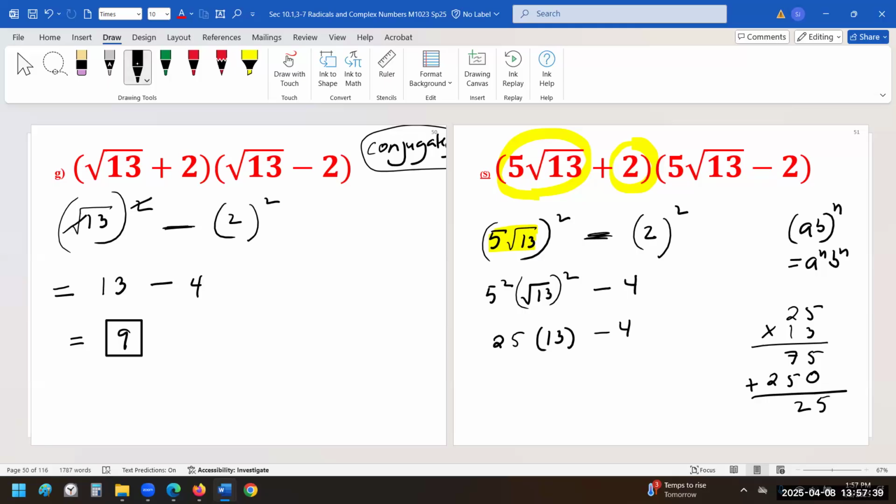7 plus 5 is 12. So you put 2 down, but 1 goes up as an addition. So we get 325. So 325 minus 4, that gives us 321. That's it.